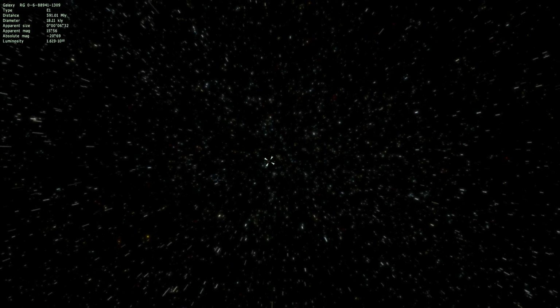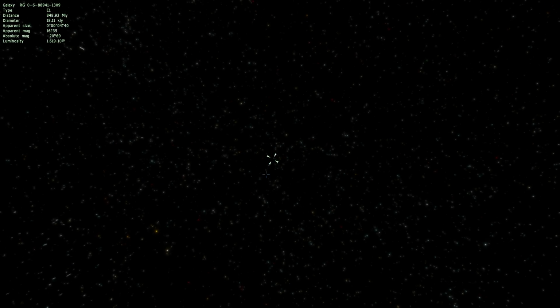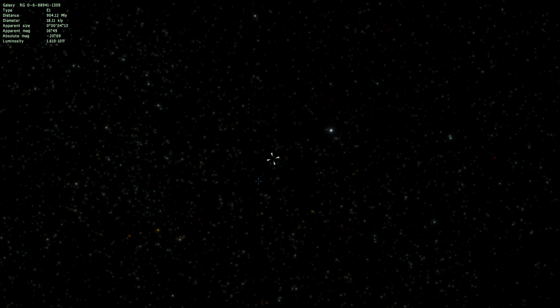So if you move away from our galaxy, which you still kind of see somewhere in there, actually, you might not even be able to see it anymore because we're really far away from it right now.